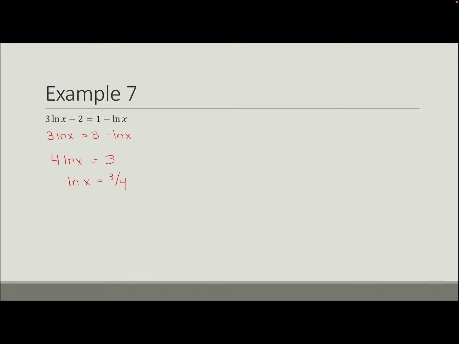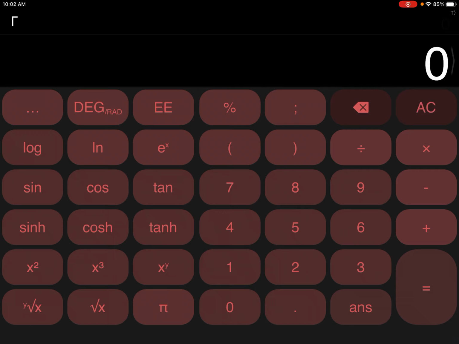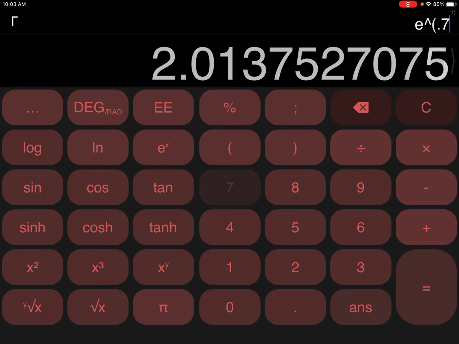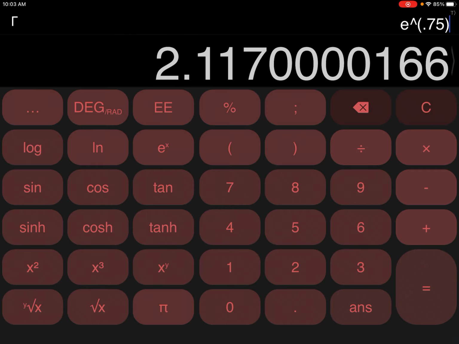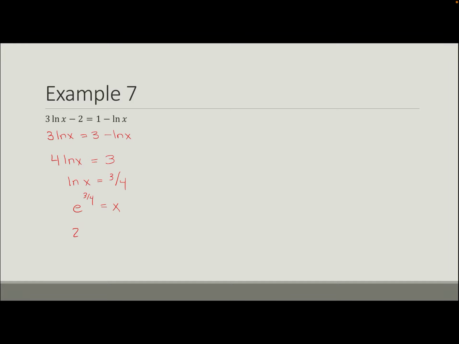And that's going to mean we can make an exponential because we have a single log. Remember, for ln, the base is e. So we're going to get e to the 3/4 equals x. Let me jump to the calculator. So we did e to the 3/4, so e to the 0.75 is 2.117. All right, so 2.117 equals x. I'll leave it to you to go and check that. But clearly it makes those logarithms positive, so that is not a problem.